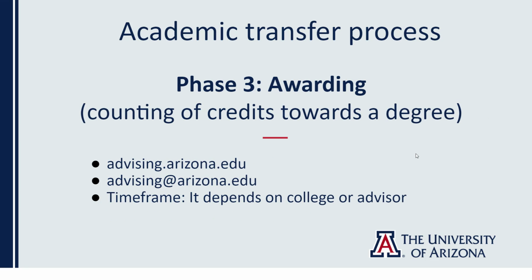So moving on with the academic transfer process, phase number 3 entails the awarding or the counting of credits towards a degree. And this is something that you will be doing together with an advisor. And if you have questions, you can email advising@arizona.edu. And the time frame really depends on your college or your advisor. Typically, when students are about to come, as part of the process for incoming students, you do have to take the next steps in the Next Step Center. You get to sign up for orientation. And after that, or during orientation, you get to talk to an advisor. And at some point, you have a conversation with your advisor about the credits that were transferred and how many of those can count towards the specific degree that you applied for.